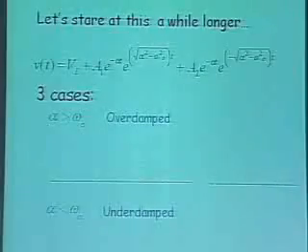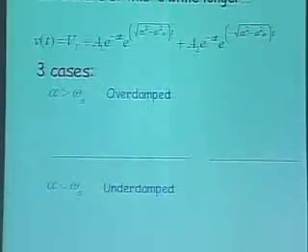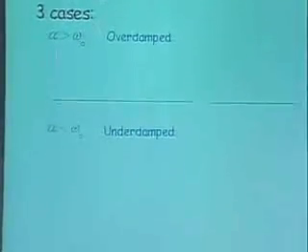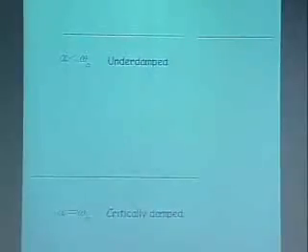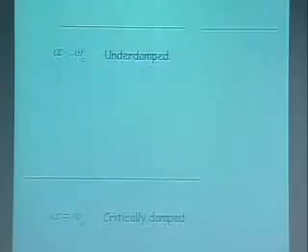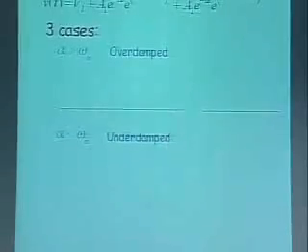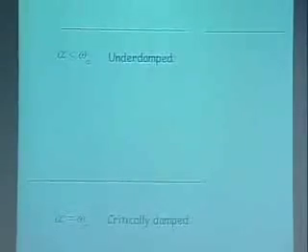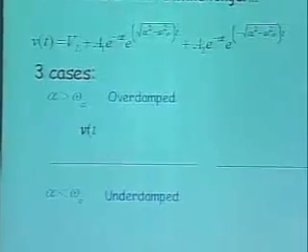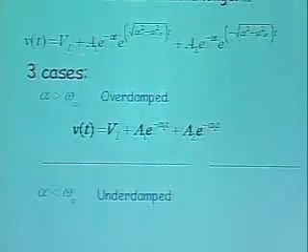There are three situations here. One is alpha greater than omega naught, alpha equal to omega naught, and alpha less than omega naught. Okay, this alpha is greater, alpha is less, alpha is equal to this term inside the square root sign. For reasons you will understand shortly, we call these the overdamped case, the underdamped case, and the critically damped case. When alpha is greater than omega naught, this term gives me a real number, and I get something as simple as this.